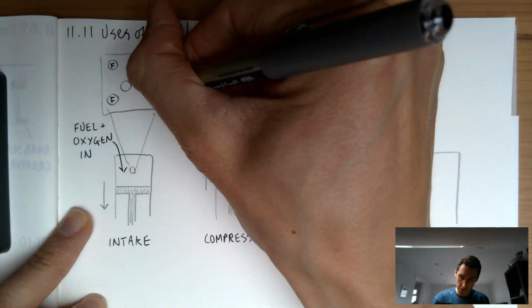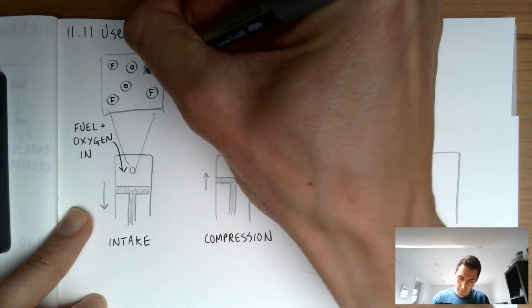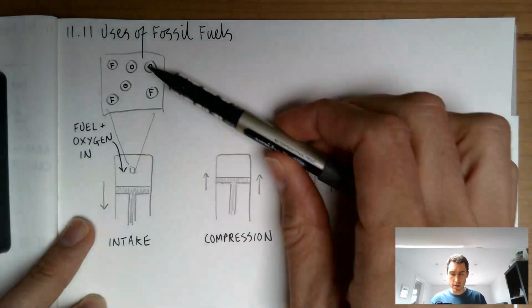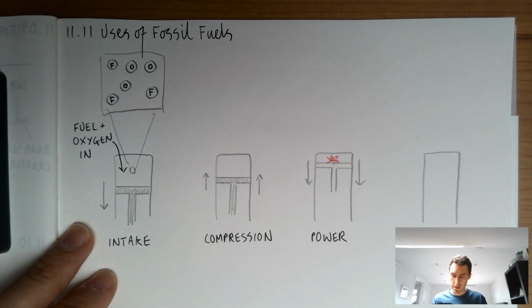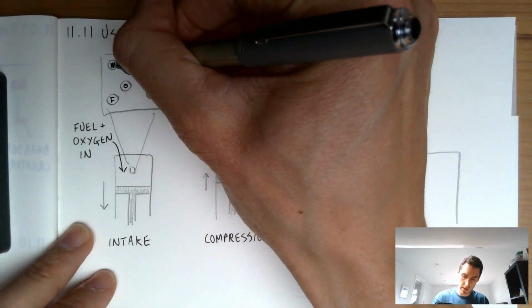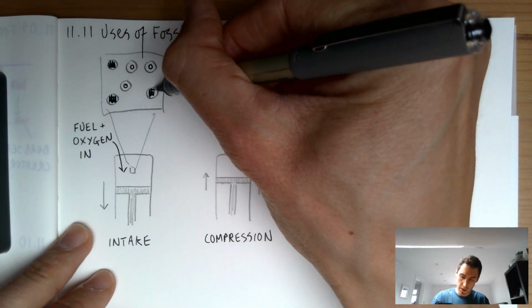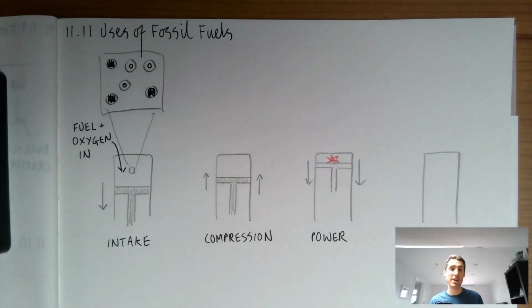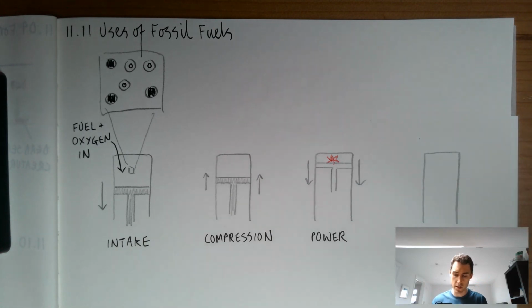You've got fuel particles and you've got oxygen particles. Although now I think about it, calling them F is probably a bad idea because they're going to get that confused with fluorine. So maybe I'm just going to shade those. I'm going to shade these particles to show that they're fuel particles. And what I want to stress, and this goes back to the previous couple of lessons on the formation of fossil fuels, is that these are hydrocarbons. These are made up of carbon and hydrogen.